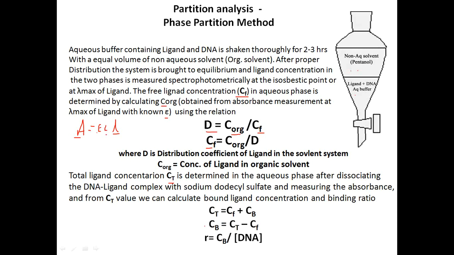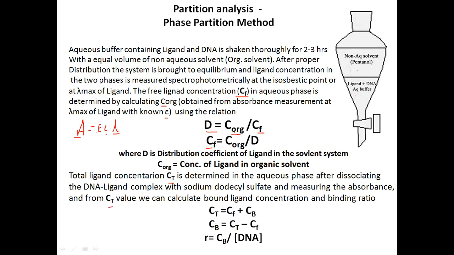So all the ligand gets dissociated from the DNA, and what we have is the free ligand as well as the bound ligand. Then you measure the absorbance after dissociating the DNA ligand complex, at the lambda max of the ligand. That will give you the CT value.